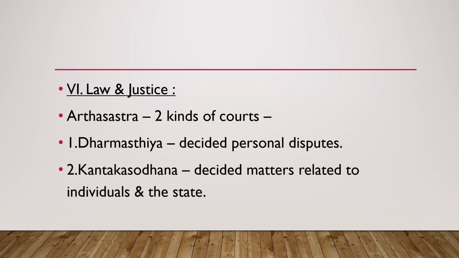Another important component of central administration was law and justice, and in order to maintain social order, smooth functioning of the administrative system, and flow of revenues to the state, an orderly legal system was established under the Mauryas. So, there are two kinds of courts mentioned in the Arthashastra, Dharmastya and Kantaksodhan. Dharmastya was the court which decided personal disputes, and Kantaksodhan courts decided matters related to individuals and the state, for example, wages to workers, conduct of workers, murder, etc.